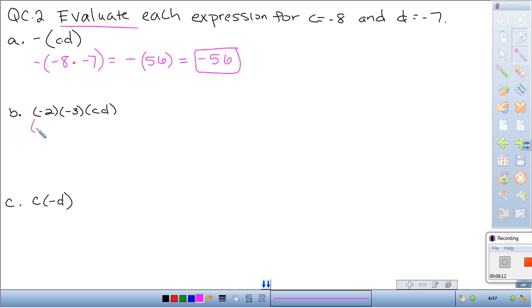On B, again, we're substituting negative 2 times negative 3 times, and remember that this is just C times B. When there's no sign, we know it's multiplication. So C is negative 8 times B, which is negative 7. Now, we do kind of have to follow PEMDAS here. Since we did group together C and B, they're inside the parentheses together. So I'm going to go ahead and multiply those first because of the grouping symbol. But you'll notice we have 1, 2, 3, 4 negative numbers. We have an even number of negative numbers. So our answer should come out to be positive.